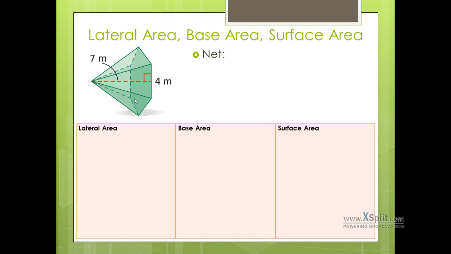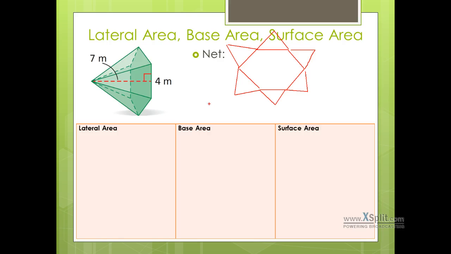Now we can do this with, let's say, hexagonal pyramids as well. You can certainly do that with hexagonal pyramids as well. We can go ahead and draw in a hexagon first, and we can draw the appropriate triangles coming off of each side.